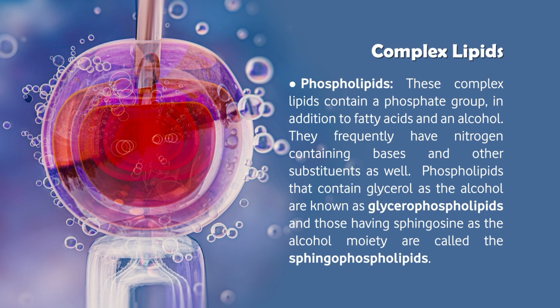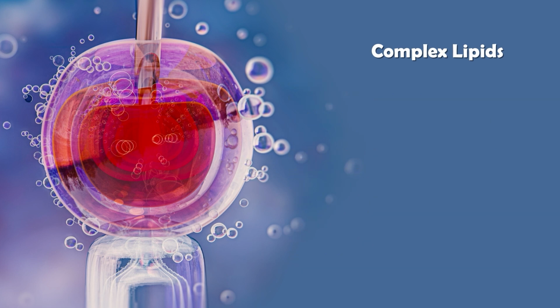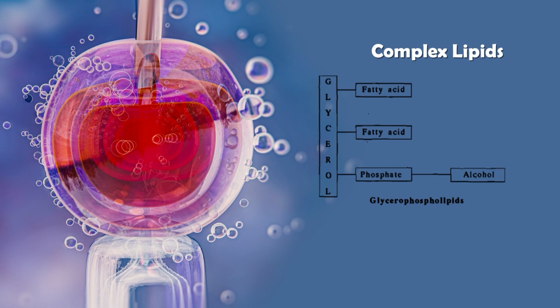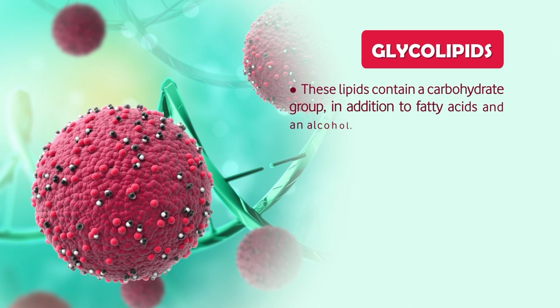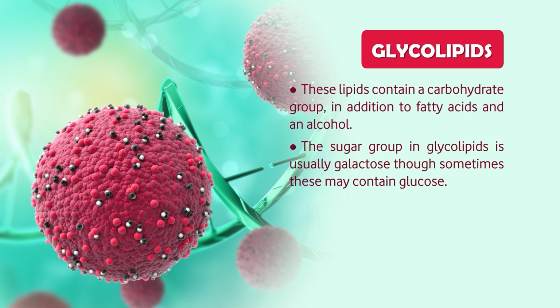Phospholipids that contain glycerol as the alcohol are known as glycerophospholipids, and those having sphingosine as the alcohol moiety are called the sphingophospholipids. Now let's learn about glycolipids. These lipids contain a carbohydrate group in addition to fatty acids and an alcohol. The sugar group in glycolipids is usually galactose, though sometimes these may contain glucose. The alcohol part is either sphingosine or glycerol.